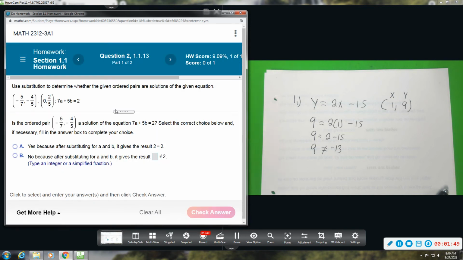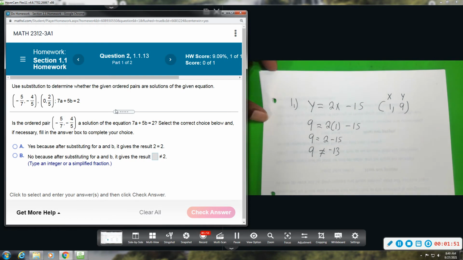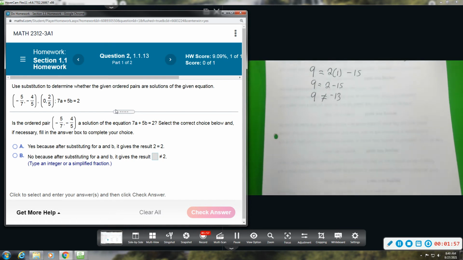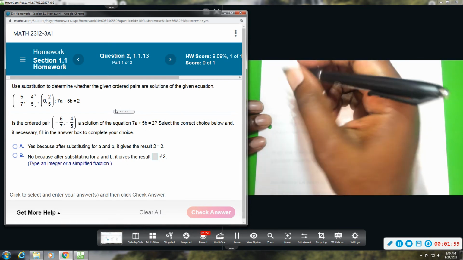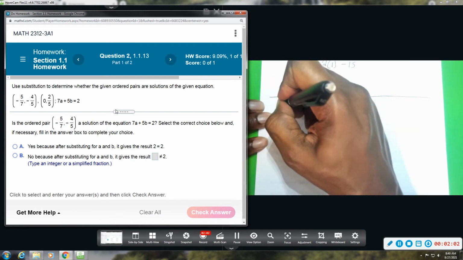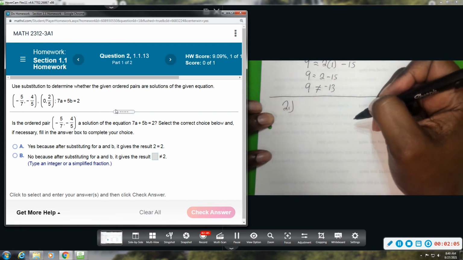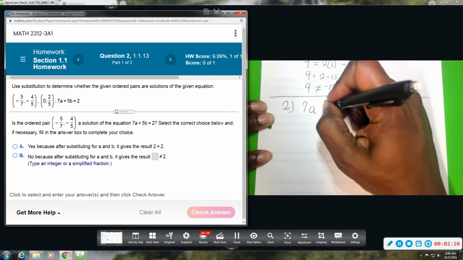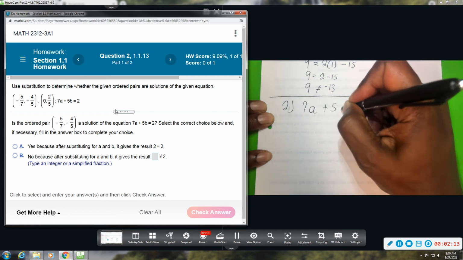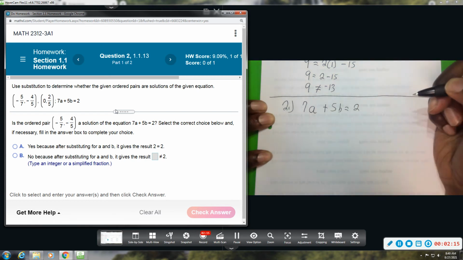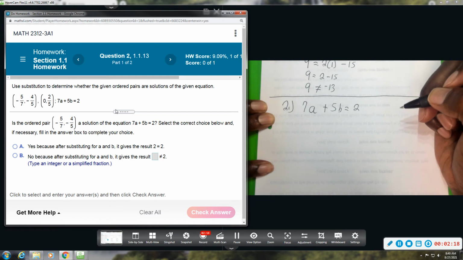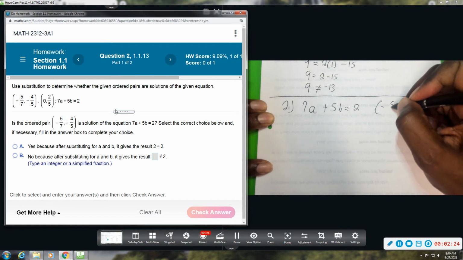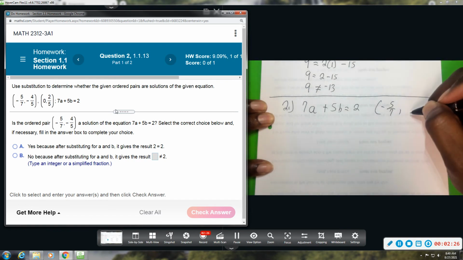Okay, so while we're here, we're also going to go ahead and work problem number 2. It is a problem similar in nature, except this time we're going to be plugging in 2 different points and finding out if either of those are solutions. The equation this time is 7a plus 5b equals 2. First it wants us to use the ordered pair negative 5/7 and negative 4/5.